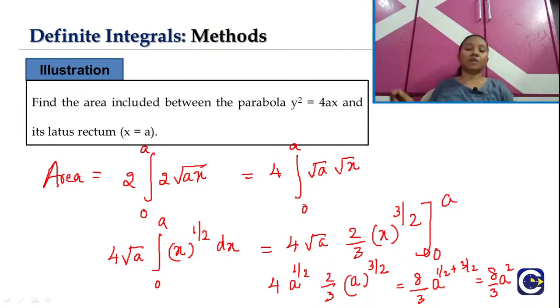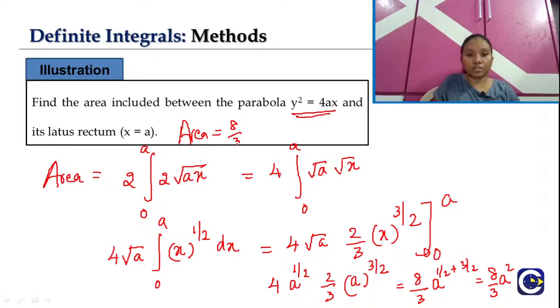So the area included between the given parabola y square equal to 4ax and its latus rectum at x equal to a is given by 8 by 3 a square units.